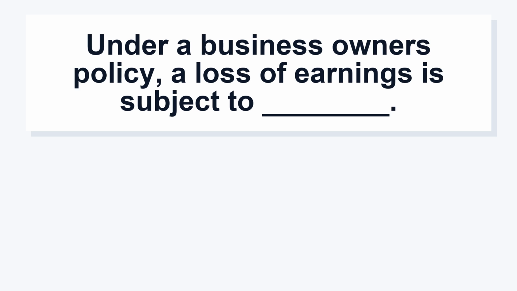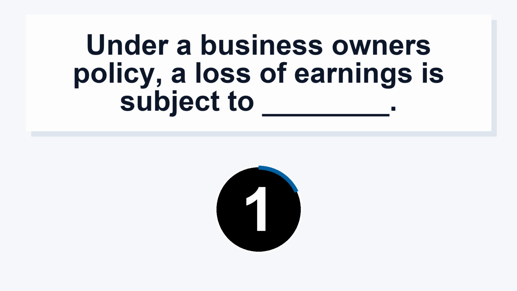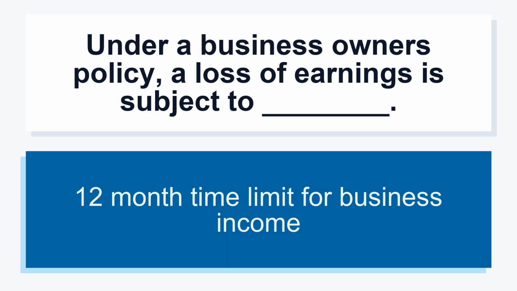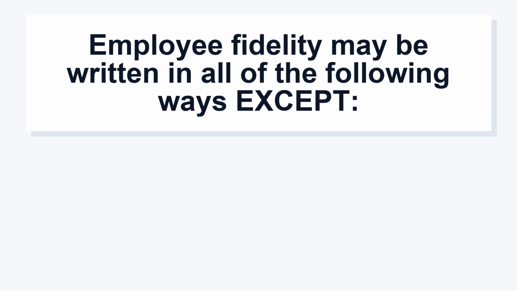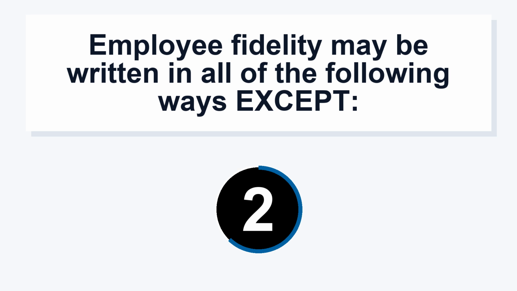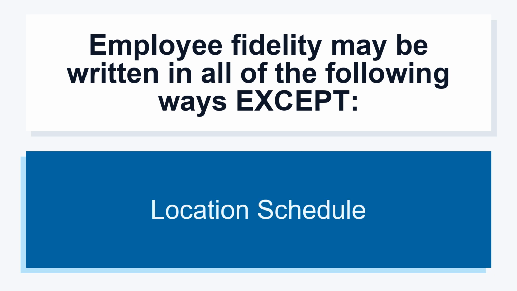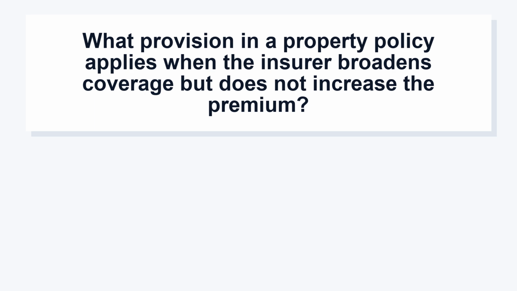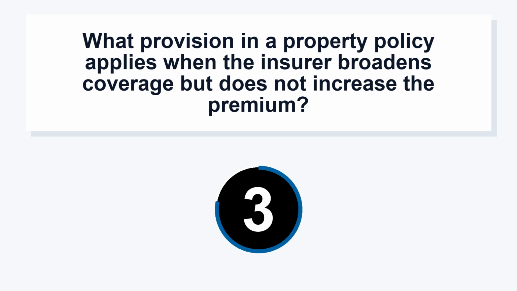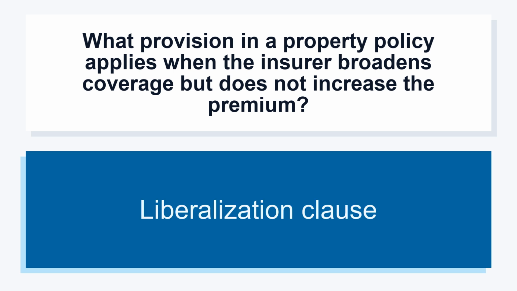Under a business owner's policy, a loss of earnings is subject to 12-month time limit for business income. Employee fidelity may be written in all of the following ways except location schedule. What provision in a property policy applies when the insurer broadens coverage but does not increase the premium? Liberalization clause.